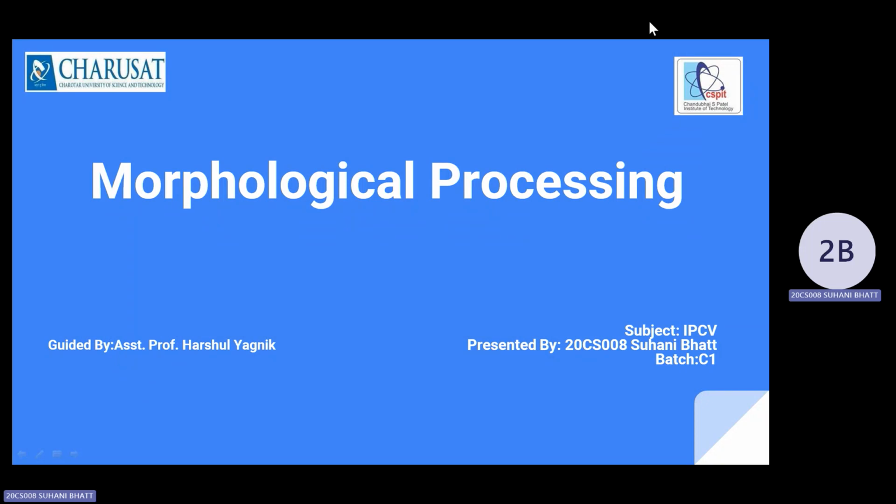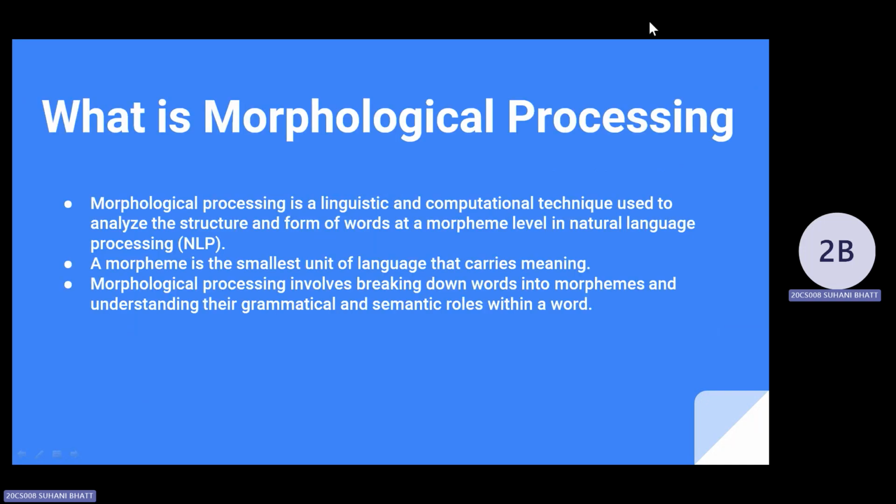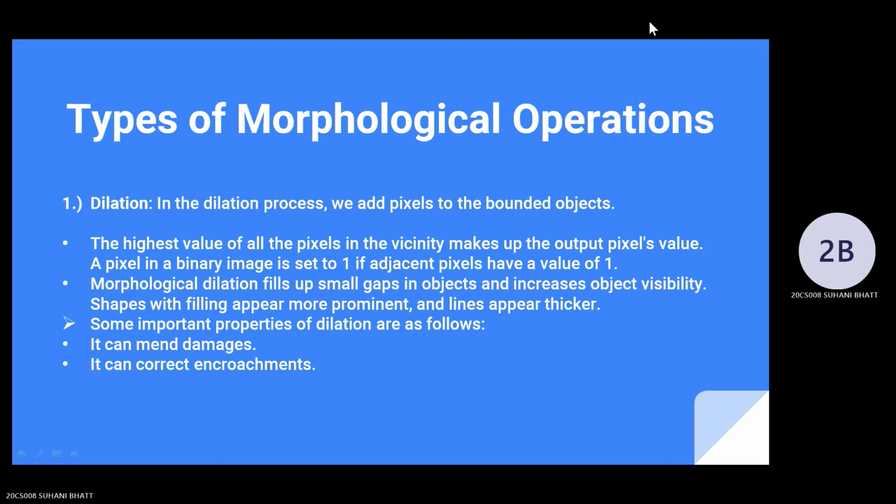So my IPCV presentation topic is morphological processing. What is morphological processing? It is a linguistic and computational technique used to analyze the structure and form of words at a morpheme level in NLP. A morpheme is the smallest unit of language that carries meaning. It also involves breaking down words into morphemes and understanding their grammatical and semantic roles within a word.